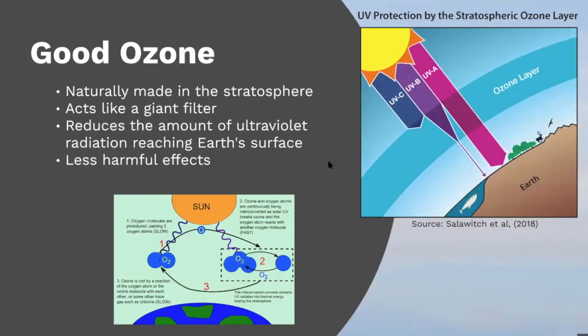Think of it this way, where this ozone layer acts like a giant filter between the sun and Earth. This ends up reducing the amount of exposure to UV radiation that can cause skin cancer and cataracts.